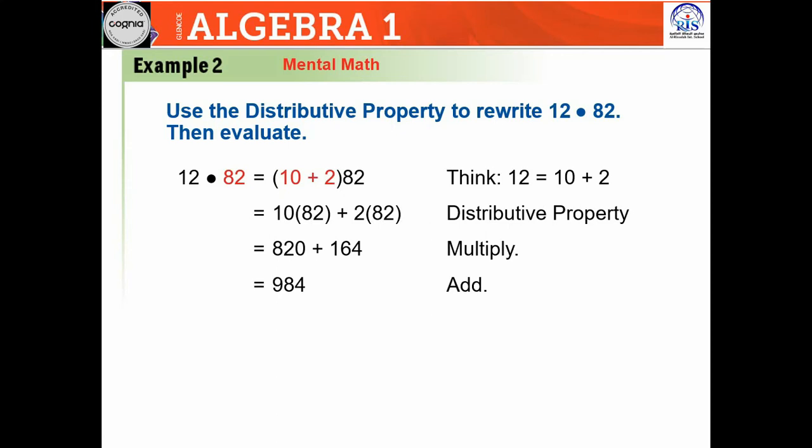As I said, you are free here, boys. You want to distribute 82 or 12. I think 82 is easier: to say 12 times 80 plus 12 times 2. But here he distributed 12. The same, you can do any one you want.